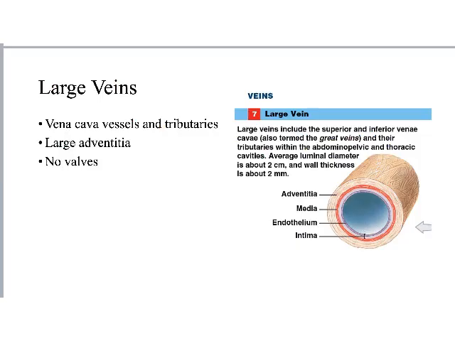Okay, larger veins, these are going to be veins like the superior and inferior vena cava, and some of the larger veins that feed into that. There's going to be a large layer of adventitia here as well. There's going to be a little bit of muscle in there, and there are no valves in this part of the circulatory system.